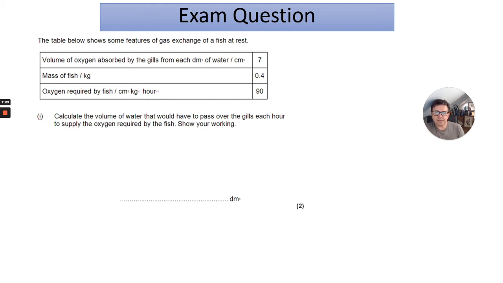And it says calculate the volume of water that would have to pass over the gills each hour to supply the oxygen required by the fish. Okay, so let's think about that. So the volume of water that would pass over the gills each hour to supply the oxygen required by the fish. So I'm going to go through this one with you.